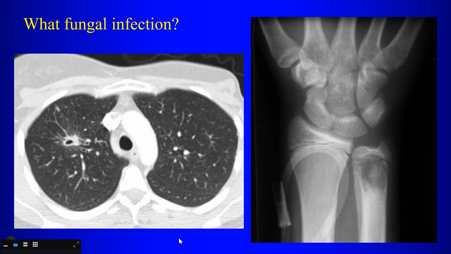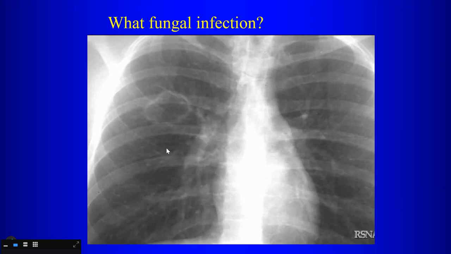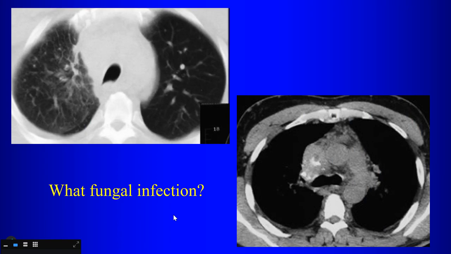So we have a lung lesion, we have a bone lesion, we're thinking blasto, right? And then blasto can also look like lung cancer, can be peripheral in the lung. This, which fungal infection? Coccidio, the thin-walled cavitary lesion, right?